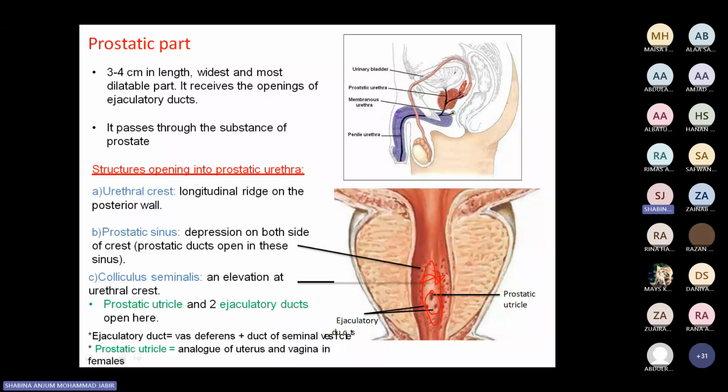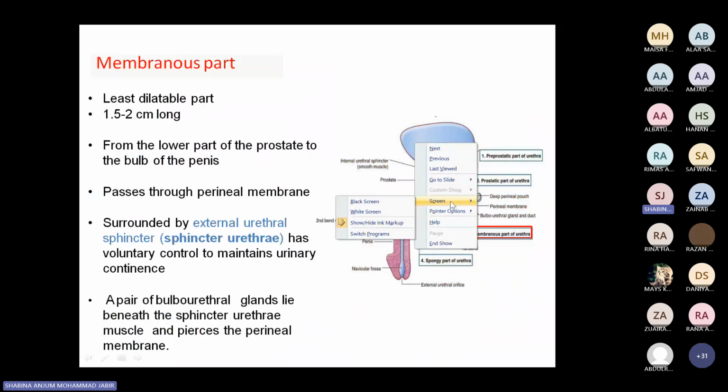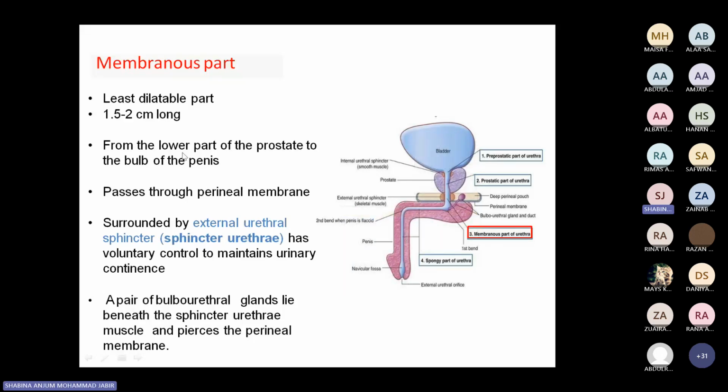Then we have the membranous part. The membranous part is the least dilatable. It is a little bit narrow part. It will extend from the prostate, after the prostatic urethra, to the bulb of the penis. It will be present inside the perineal membrane.